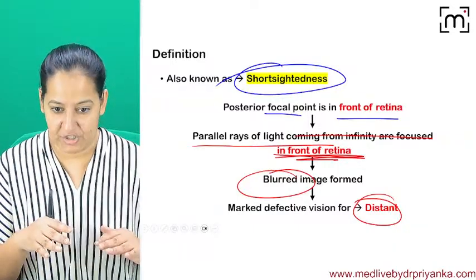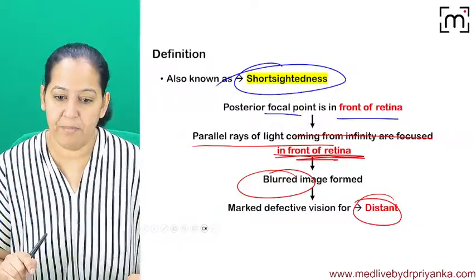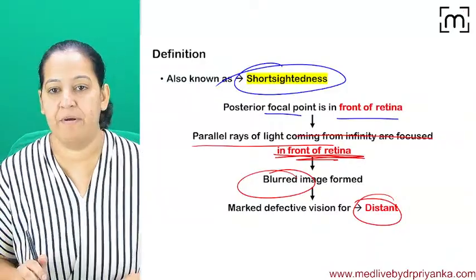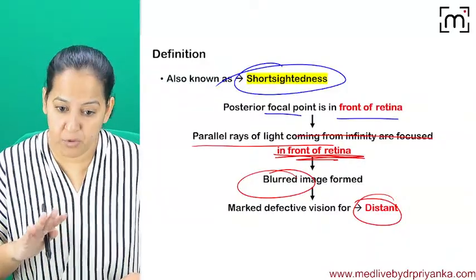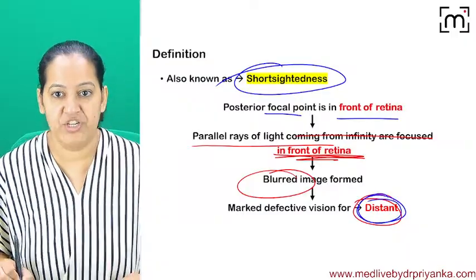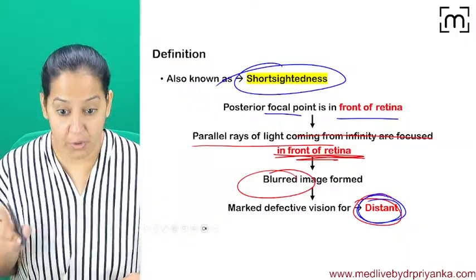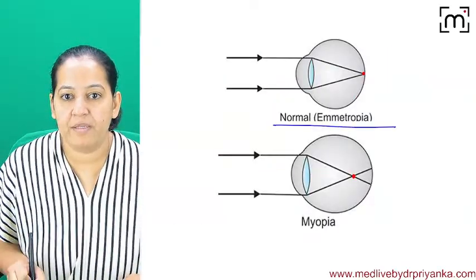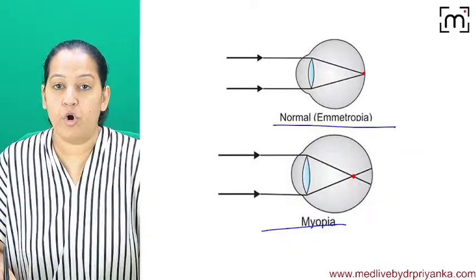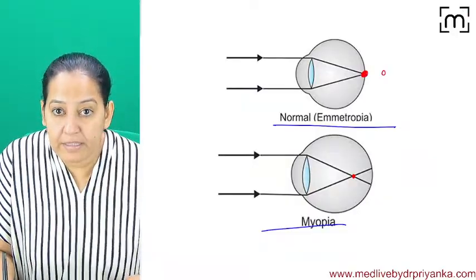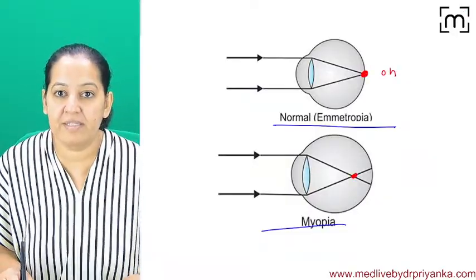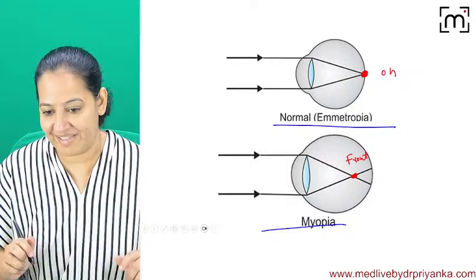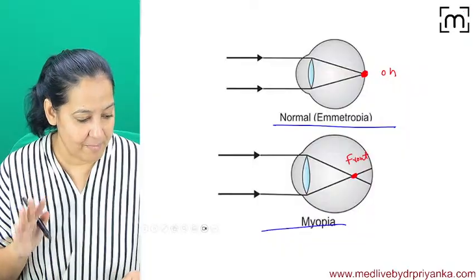Many of the young age, if any of you have spectacles, mostly it's going to be myopia. It is in young age or in children. In old age, hypermetropia is common, but anything can happen at any age. Here distant vision is defective, not the near vision. Everything is reverse. Compare normal with myopia. Normally the image is on the retina, but in myopia, it is in front of the retina when parallel rays are coming. So distant vision is abnormal.